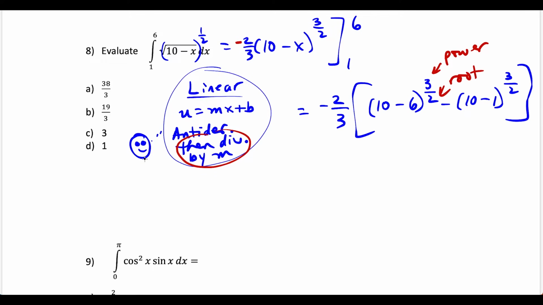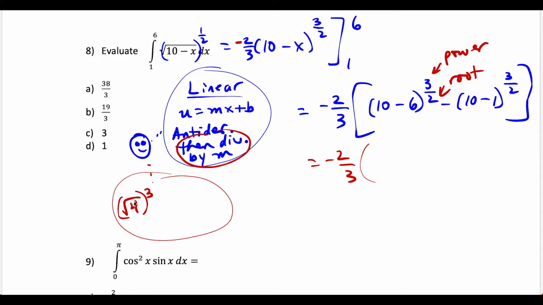So when I simplify this in my head, the first thing I'm simplifying here is I'm doing the square root of 4, and that's being raised to the 3rd power. So I have -2/3, and if I do the square root of 4 is 2, to the 3rd power is 8, and now I have minus.